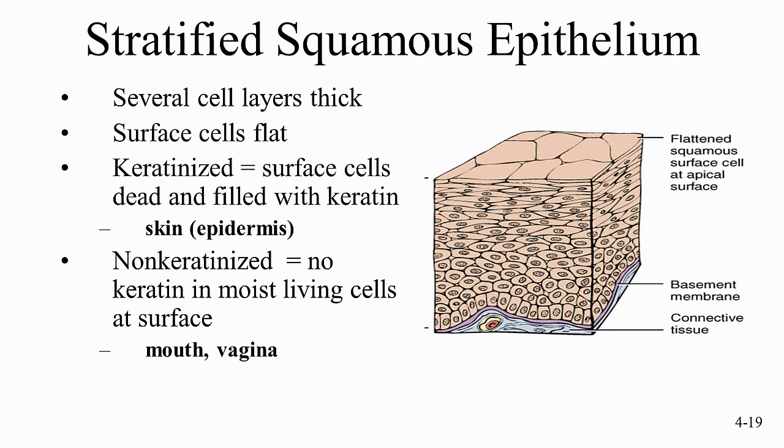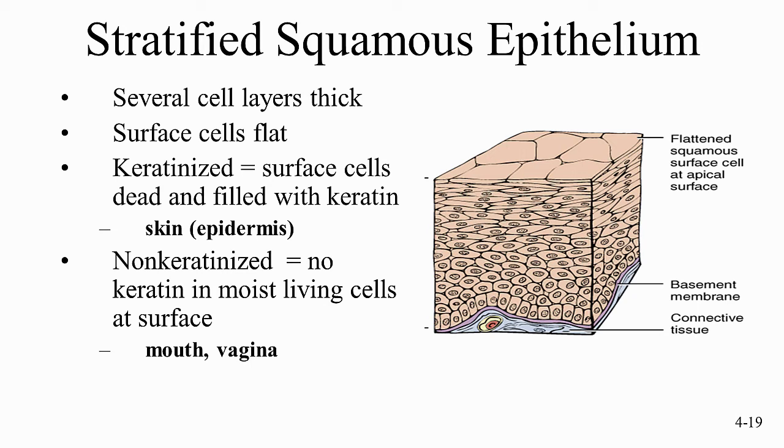Now let's take a look at stratified squamous epithelium. It's going to be several layers thick. And again, the surface cells are what we're going to look at. And if you take a look, they're flat. If we looked at the bottom, we'd say cuboidal, columnar. No, we look at the top layer, it's flat. Now, it can come in two varieties. We can have keratinized and non-keratinized stratified squamous epithelium.